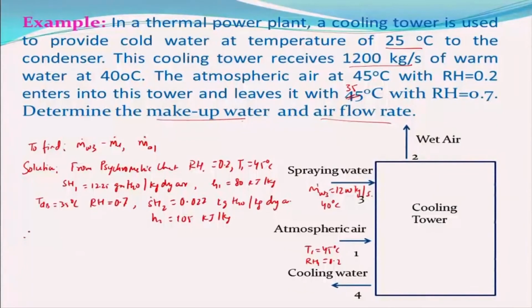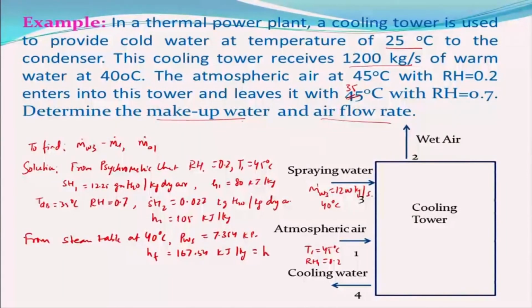And from the steam table at 40 degrees Celsius I can get PWS is equal to 7.384 kilopascal, HF 167.54 kilojoule per kg, which is nothing but your H3. This is the station 3.